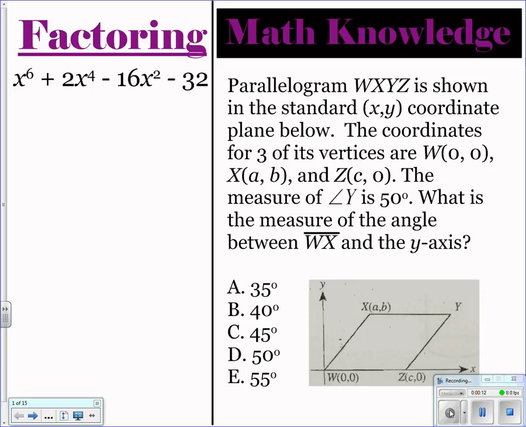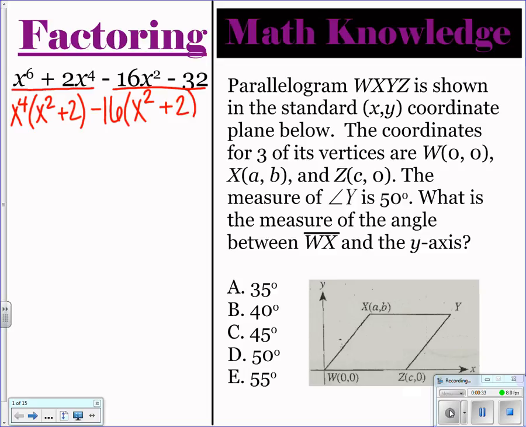So this is a factoring by grouping. We're going to factor these two. We're going to factor these two. So the first two have an x to the fourth in common. And if you factor that out, you're left with x squared plus 2. And then the second two have a negative 16 in common. And if you factor this out, you have an x squared plus 2 left.